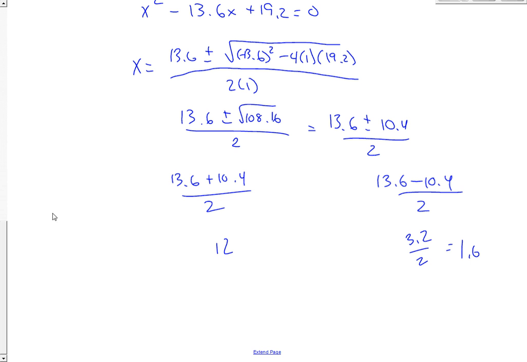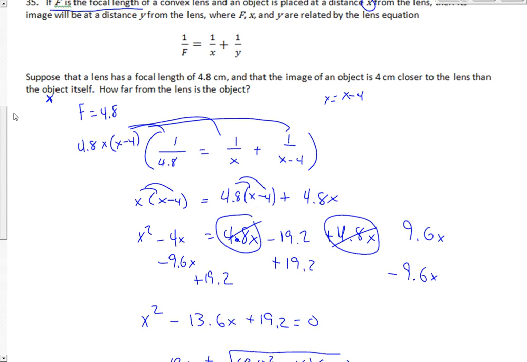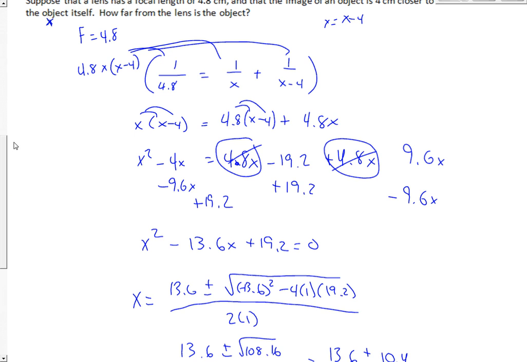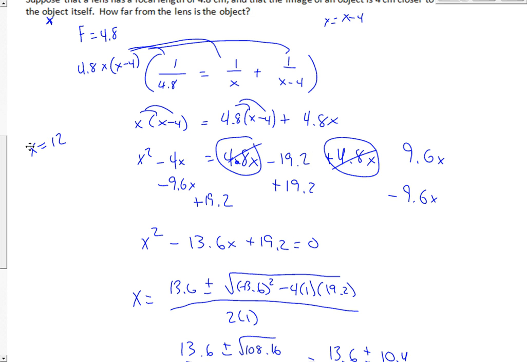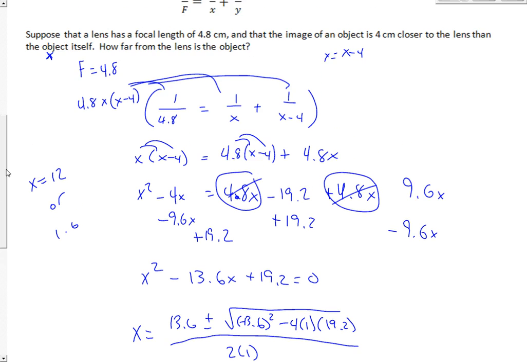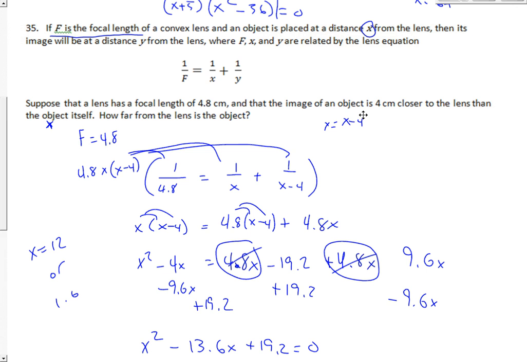All right, so when I go up and I look at my actual problem, if x is equal to 12 or 1.6, that is the object. And it said the image of the object is 4 centimeters closer. Well, it can't be 4 centimeters closer if the object is only 1.6 centimeters away from the lens. So that is out of the question, which means the object is 12 centimeters away from the lens. 12 centimeters. Okay, and that's it.